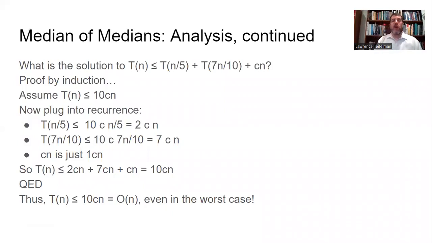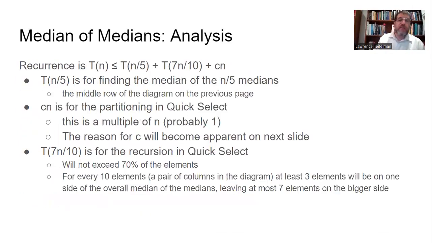So what have we shown? We've shown that T of n in this case is bounded above by some constant multiple of n. C is probably 1, but even if it's bigger, it's still linear. So it comes out that the worst case for this median of medians combined with quick select is O of n. Okay, so that's median of medians. Anyone have any questions? Anyone want me to go over any particular aspect of this?